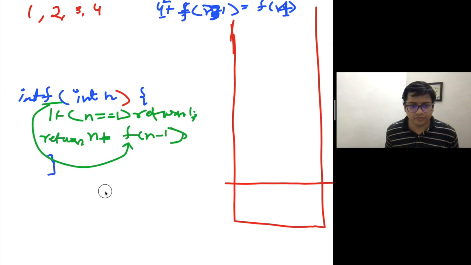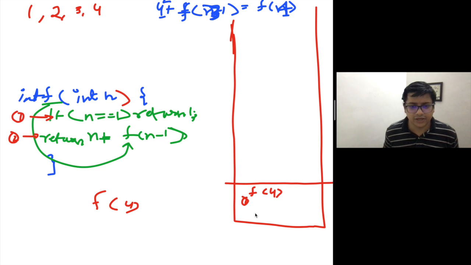Suppose we call the function with the input 4. We write f of 4 over there, and then it executes the lines of the code. It will check this if condition. I will write 1 over there and 2 over there. It will first execute 1, and then it will execute 2. In 2 it will first write the 4, and then it will again make the function call of f of 3.